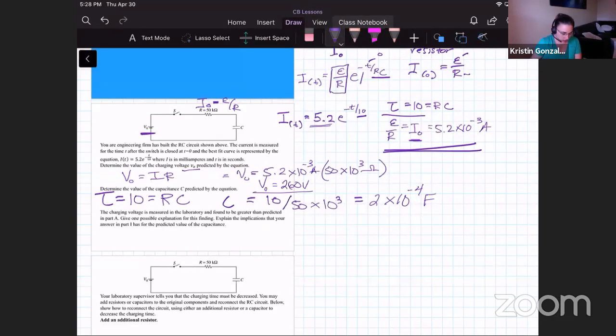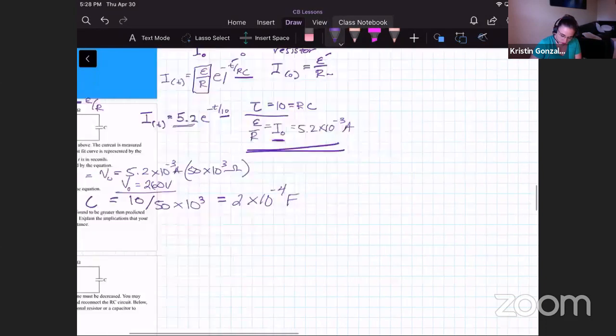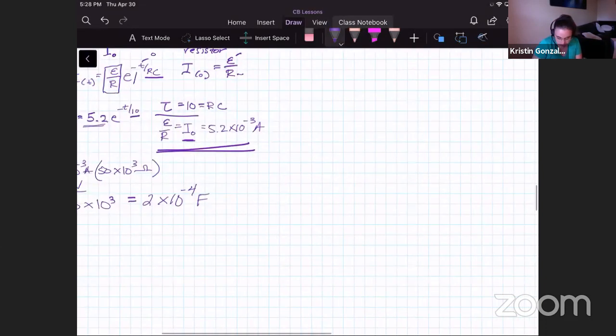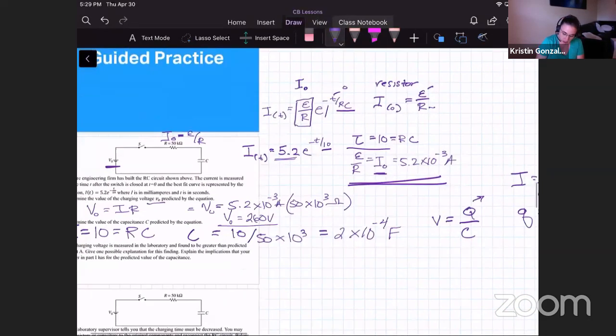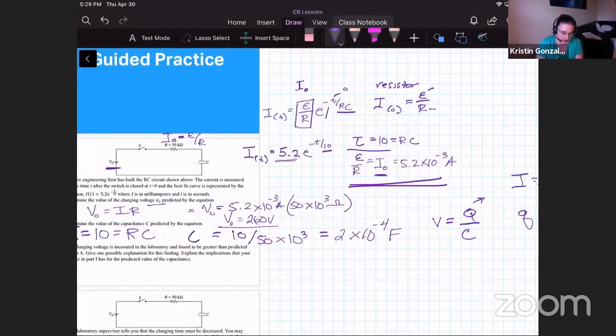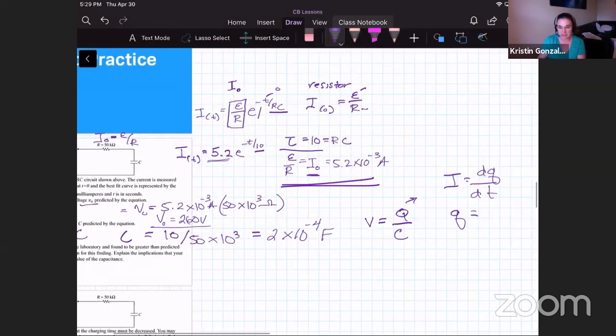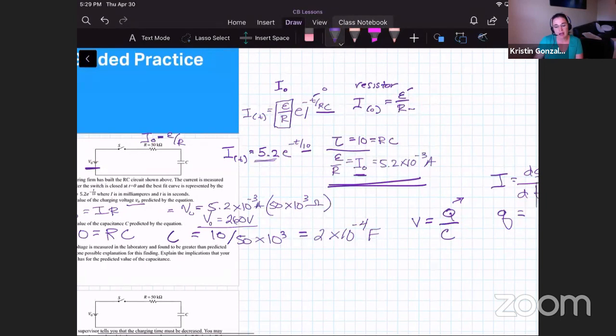Okay, the other way, though, we could do it, which I think is the long way, is we could use our relationship that we also know that V is equal to Q over C. So I could find what my total charge is by using that I is dQ over dt. Then we could take the integral of our current function and solve for what that Q is using, say, infinity. So you could take that integral, but I think the easiest thing is just to use that tau, that constant.